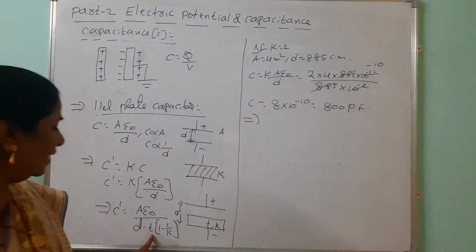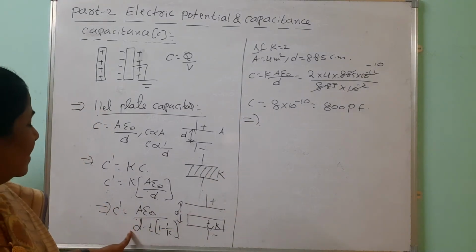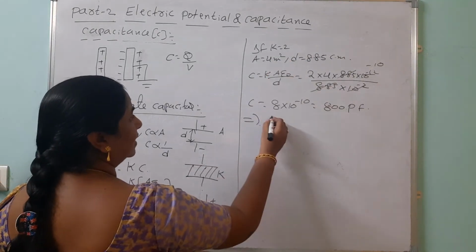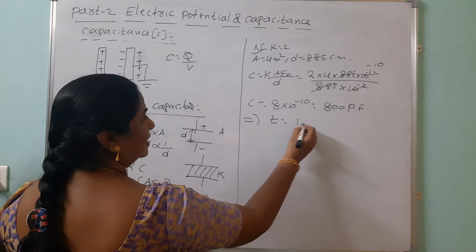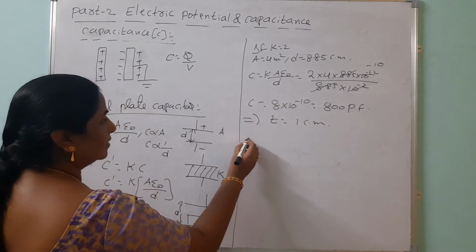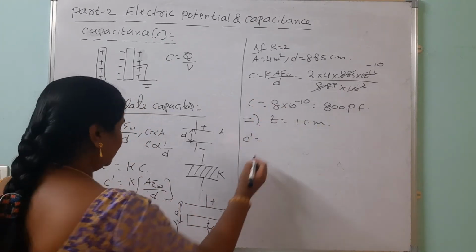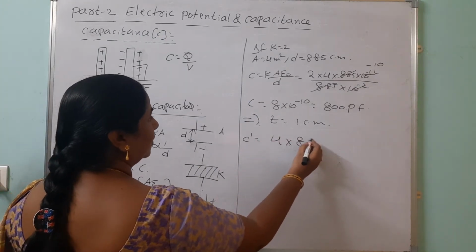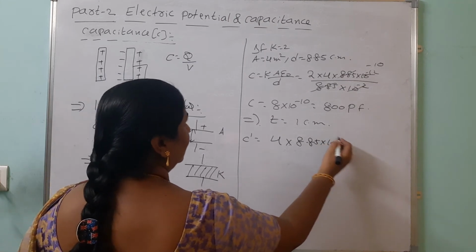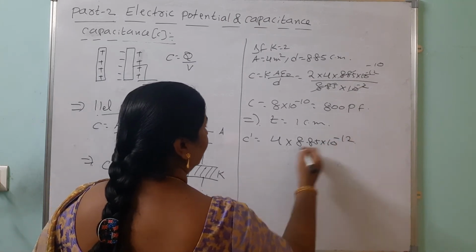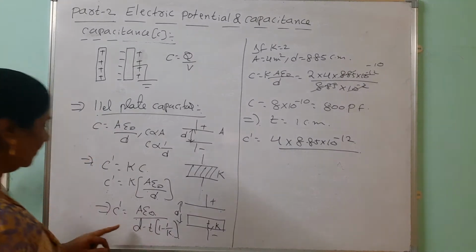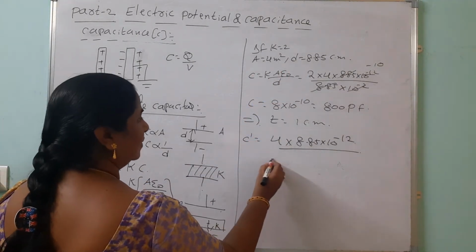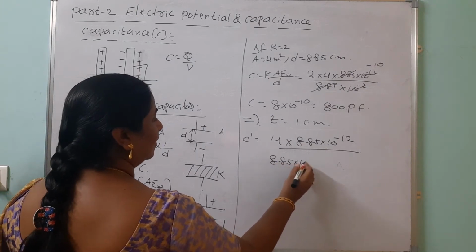Same like that. The thickness, you know, is 2 centimeters, and D is 8 centimeters. Suddenly we are taking the same thing but the thickness we are taking as 1 centimeter. Then how to find this one? C dash equals, instead of A, 4 into epsilon naught, which is 8.85 into 10 to the power of minus 12, A into epsilon naught by D. D is how much? D is 8.85 centimeters, 8.85 into 10 power minus 2.